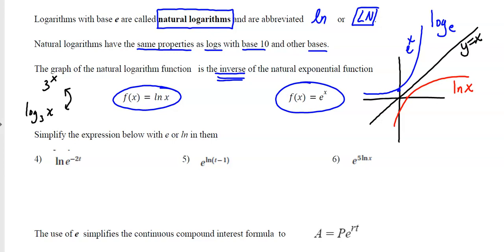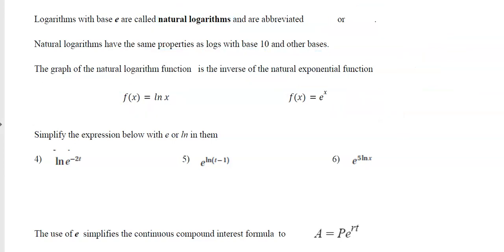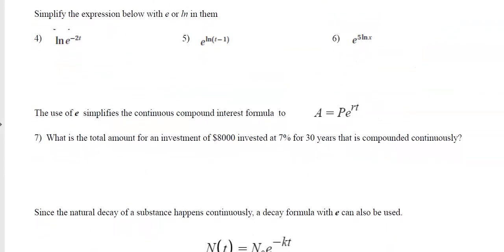So let's do a couple just basic problems. There's not going to be near as many solving problems in this section as there was in the last one. There's going to be a couple more story problems, but they're a little bit longer and tougher. So it says, simplify the expression below with e or natural log in them. So I have this expression that says natural log of e to the negative 2t. Well, remember that natural log can just be rewritten. If I wanted to do this the long way, natural log is basically just saying log base e of e to the negative 2t.